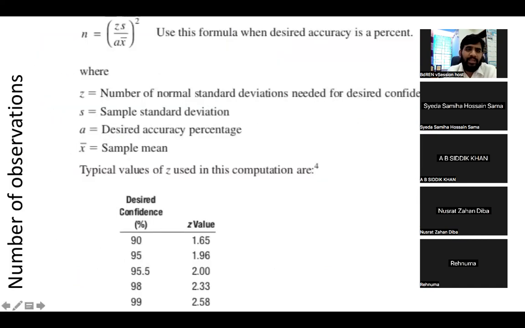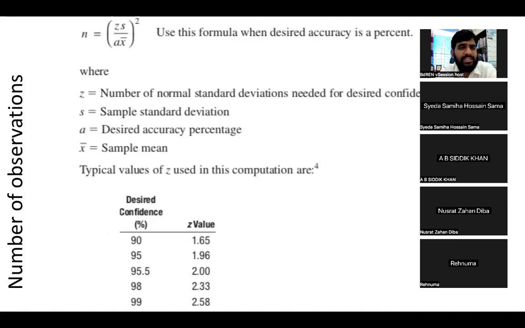Before that, the 5 observations you have taken are not the final observations you will take. Now you will know how many observations you will take to know the standard time of cutting a garment. You will use n, a new number of observations. We are going to calculate it. Here, the formula is z divided by a x bar. All right? Can you remember?